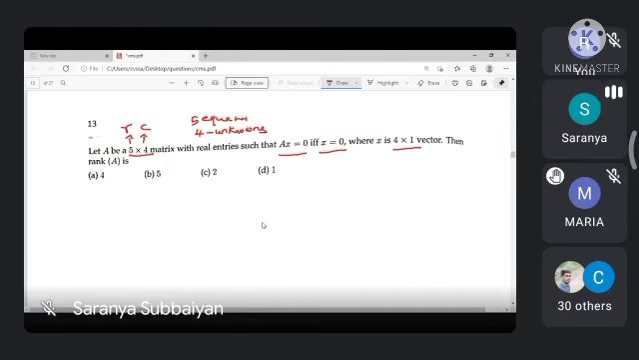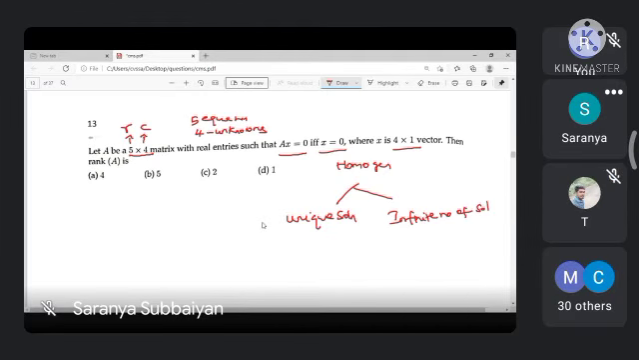Now Ax is equal to 0 is homogeneous. For a homogeneous system there are only two possibilities. One is a unique solution or trivial solution. Another one is an infinite number of solutions. The unique solution and the trivial solution are both the same. It means x is equal to 0.